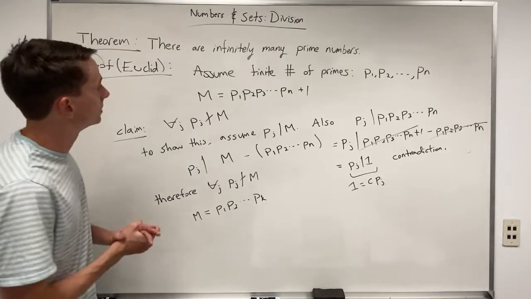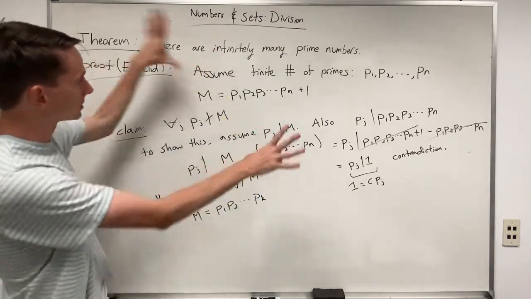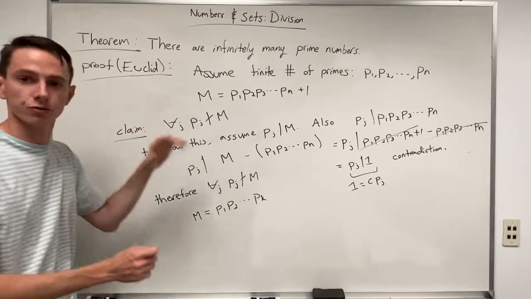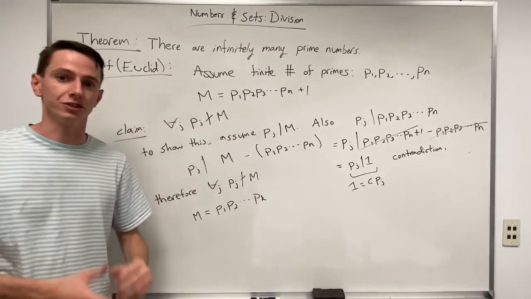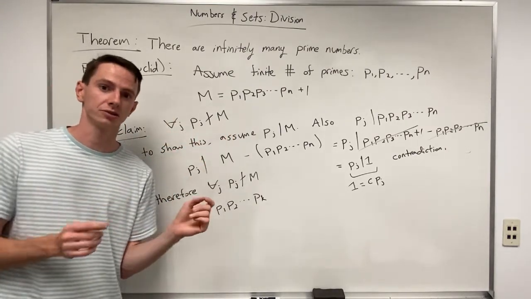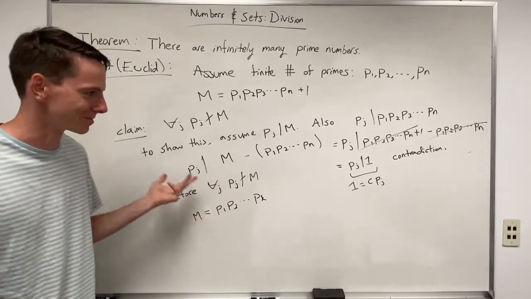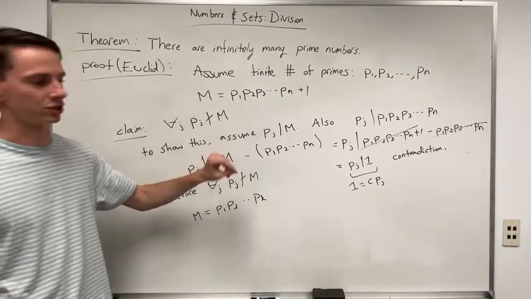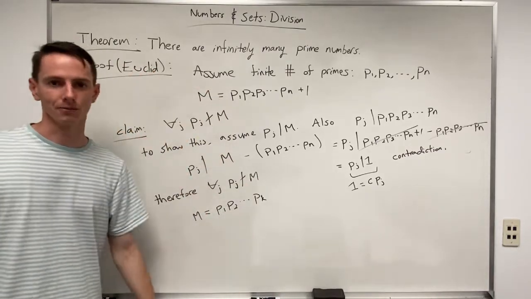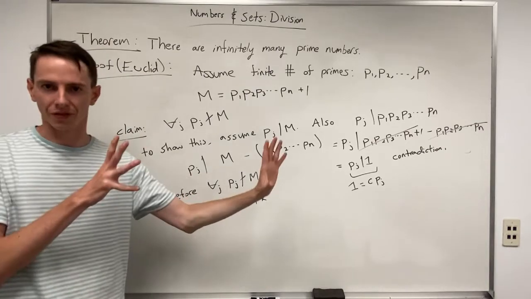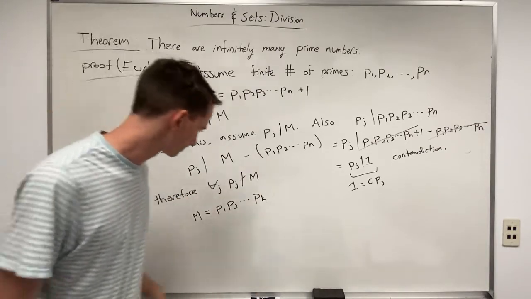What I'm going to do now is erase this, and I'm going to write out the second proof, which is done by a guy named Erdos. I believe that's how you pronounce his name, at least. E-R-D-O-S, where there's two little dots on top of the O. All right. So we're going to look at that proof next.